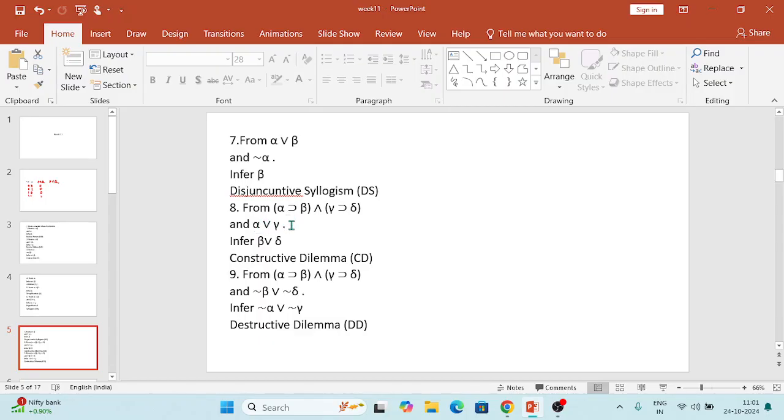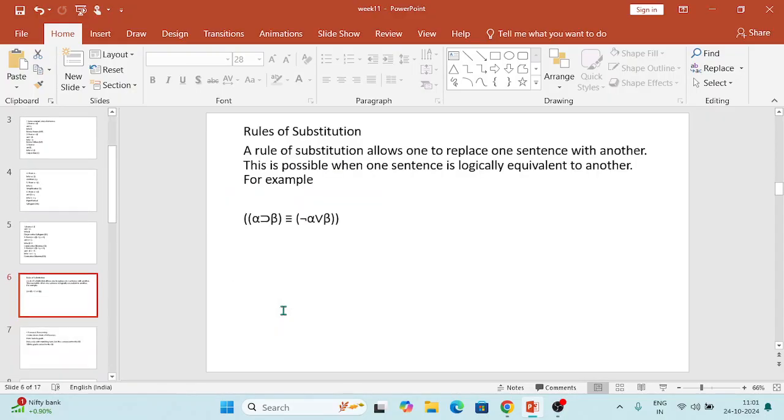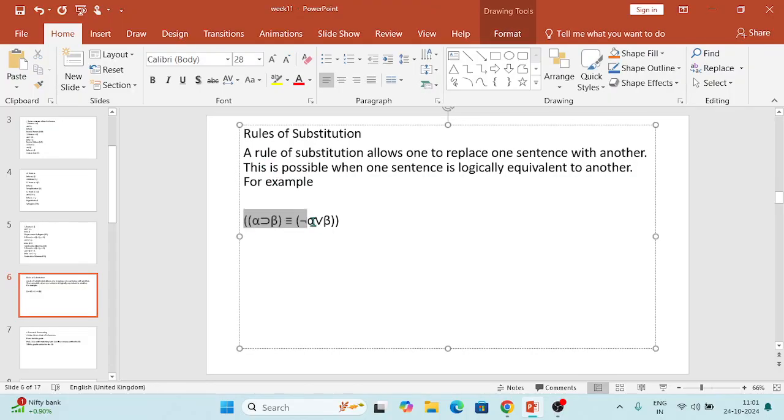And if we are having the AND rule, then we can infer beta and gamma. Similarly, alpha implies beta and gamma implies delta, and not beta or not delta, then we can infer not alpha or not delta. This is disjunctive dilemma. These 9 rules you need to remember for answering the questions. One more is called the rule of substitution. So you need to remember this one also.